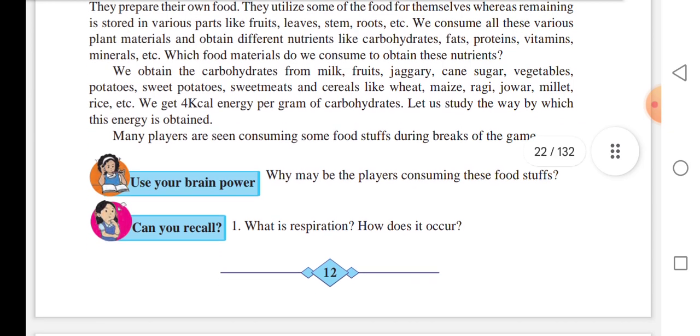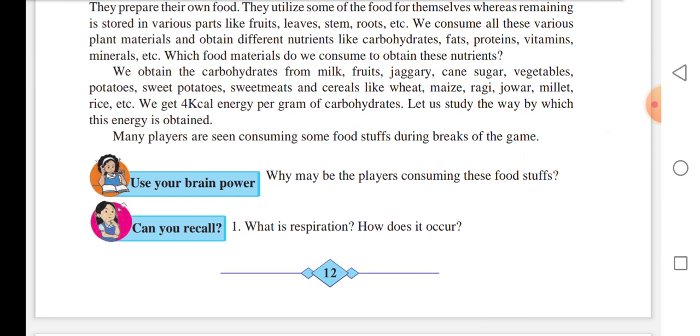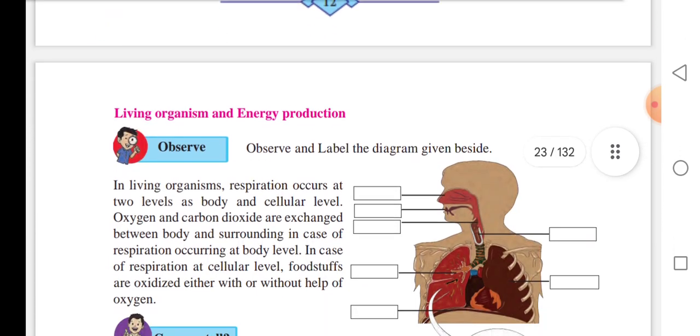Which food materials do we consume to obtain these nutrients? We obtain the carbohydrates from milk, fruits, jaggery, cane, sugar, vegetables, potatoes, sweet potatoes, sweetmeats and cereals like wheat, maize, ragi, jawar, millet, rice, etc. We get 4 kilocalorie energy per gram of carbohydrates. Let us study the way by which this energy is obtained. Many players are seen consuming some foodstuffs during breaks of the game.